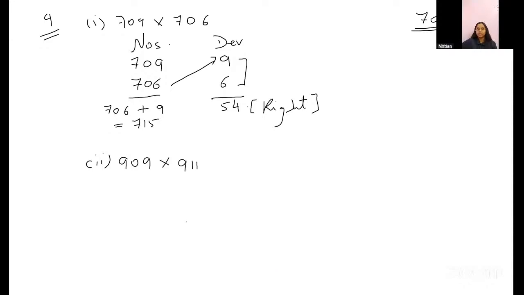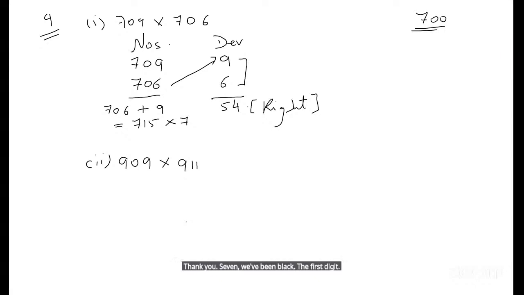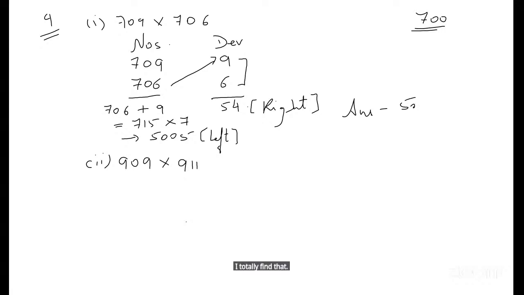Now multiply 715 into 7. 715 into 7, we will multiply the first digit. How much? 5005. So now we have the left side of the answer. The answer is 500554. That's right. Understood, Abraham?